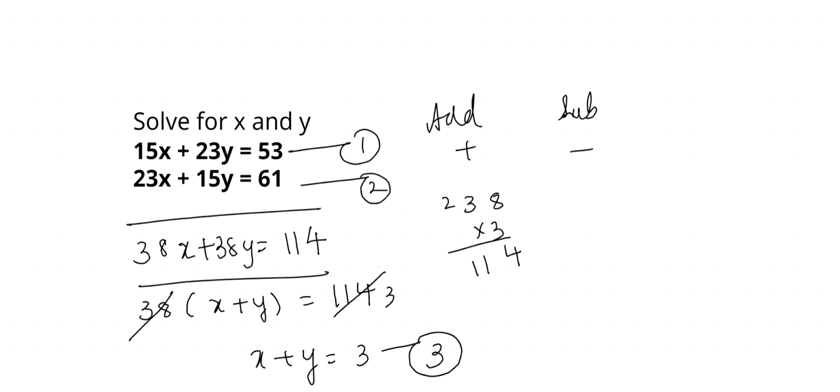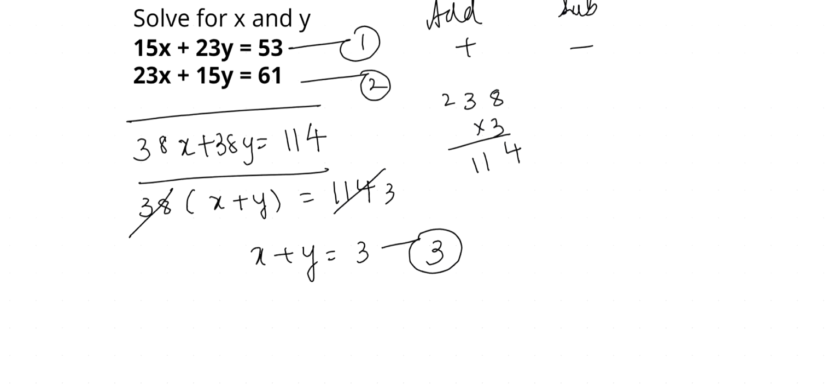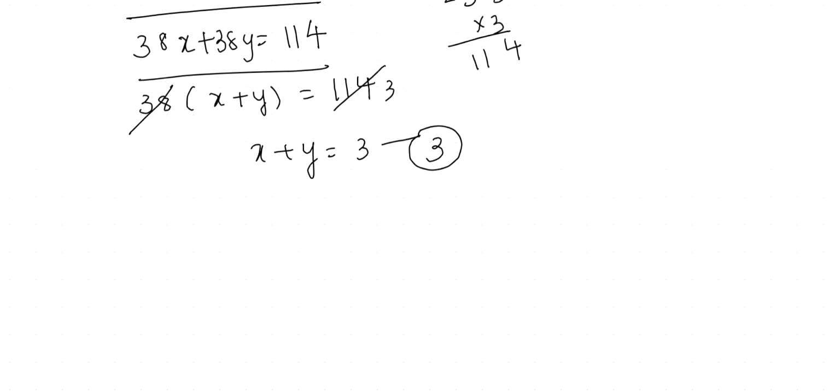Next, I have to subtract them. I'll just rewrite the same equations again, and I will perform subtraction. So 15x plus 23y is equal to 53. And what's the other one? 23x plus 15y is equal to 61.